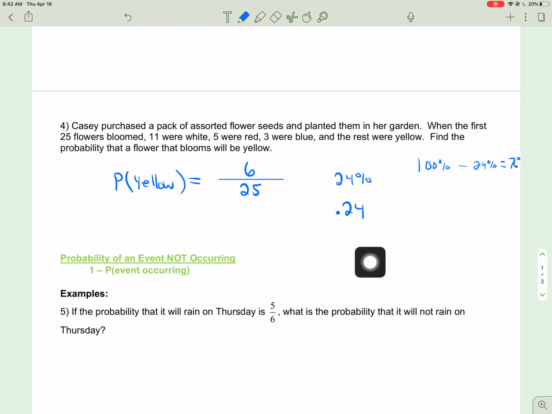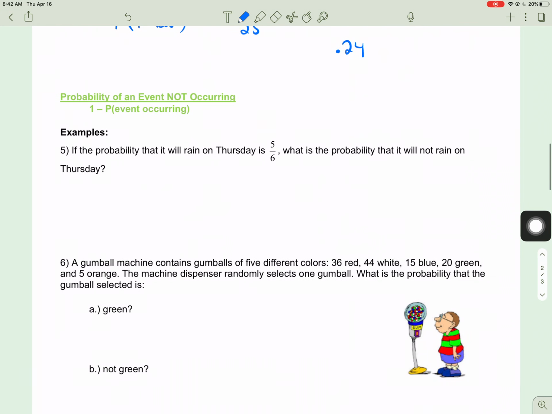There's no other options. So number 5. Find the probability: if the probability that it will rain on Thursday is 5/6, what is the probability that it will not rain on Thursday? Well, what's 1 minus 5/6? Or 6/6 minus 5/6, which is 1/6.